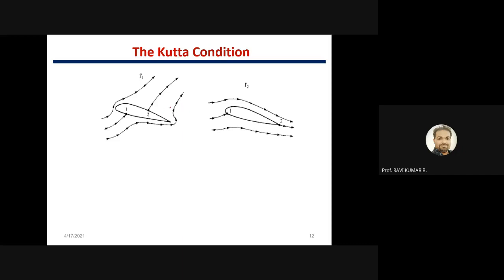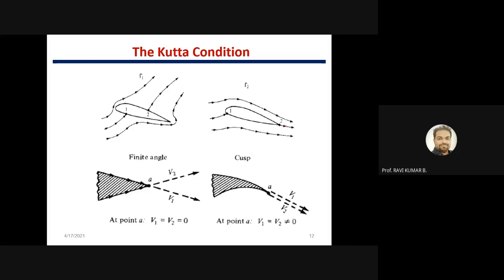So here the condition is not getting satisfied, but here it is getting satisfied. Now take these two cases. If we just focus on this portion, if this has some finite angle, it is making a finite angle with respect to the free stream flow direction.